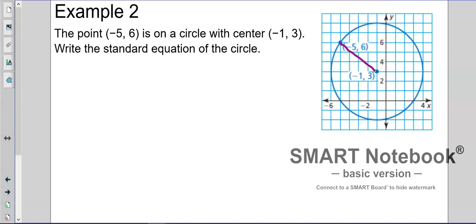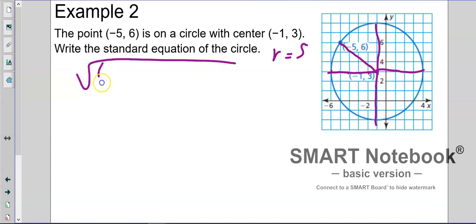All right, so we need to find out what that measurement is using the distance formula. Or if you think about it, this is also a radius. Or this is a radius. Or this is a radius. So we can actually cheat and just count. 1, 2, 3, 4, 5. The radius is 5. Now, just to refresh, I'm going to do the distance formula real quickly.